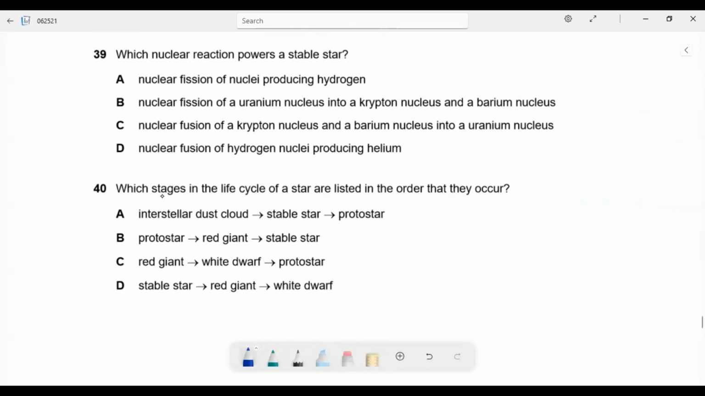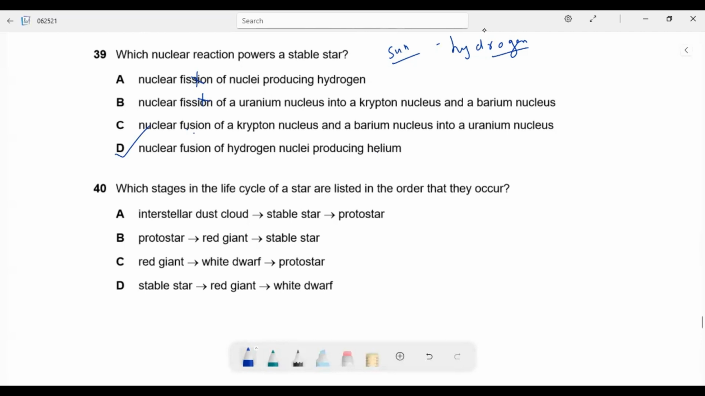Which nuclear reaction powers a stable star? So in the core of a stable star like Sun, the hydrogen atoms combine through nuclear fusion to form helium atoms. So here the right answer is, fission process is not happening, nuclear fusion is happening, and helium is being produced. D is the right answer. Nuclear fusion of hydrogen nuclei producing helium.